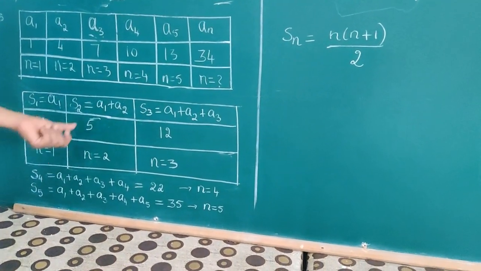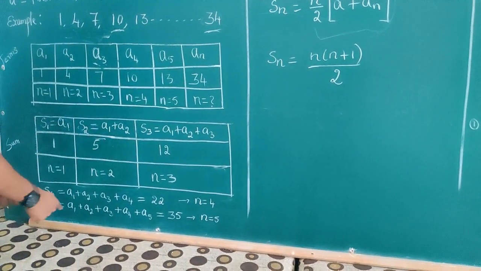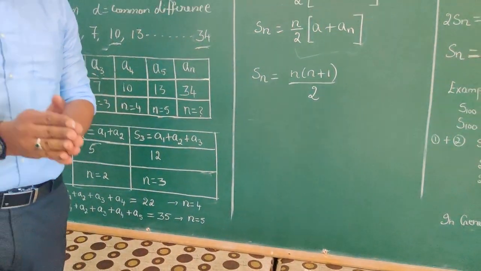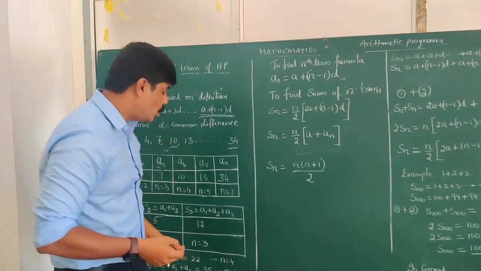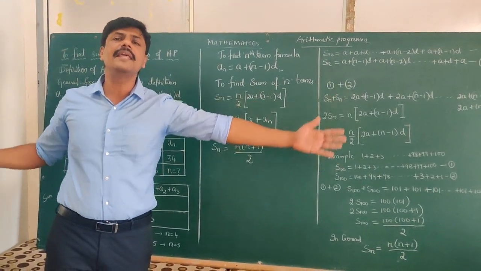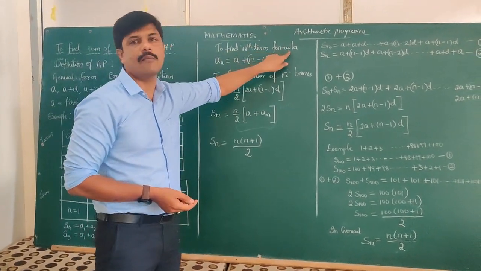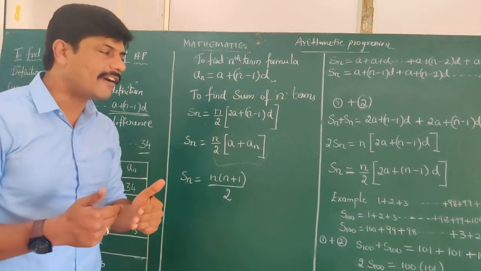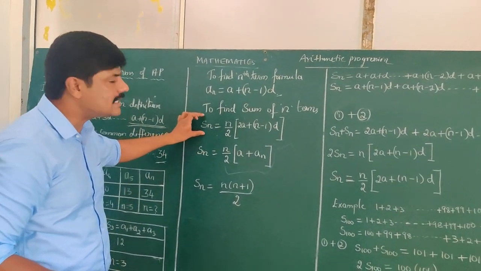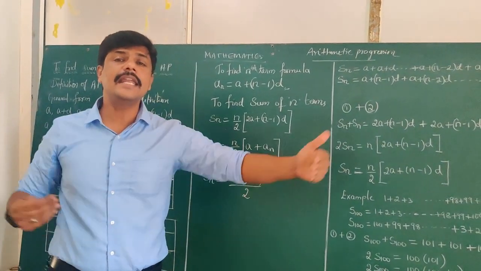In the same way, S5 and A5. Here five terms are added, and A5 refers to the fifth term. Now, if you are asked to find the sum of 100 terms, you cannot add A1, A2, A3, A4, A5, A6 and so on. This is a very lengthy process and not possible. Therefore, we have a shortcut method, called a formula. Using the Sn formula, the sum of n terms formula, you can find the sum of any number of terms.